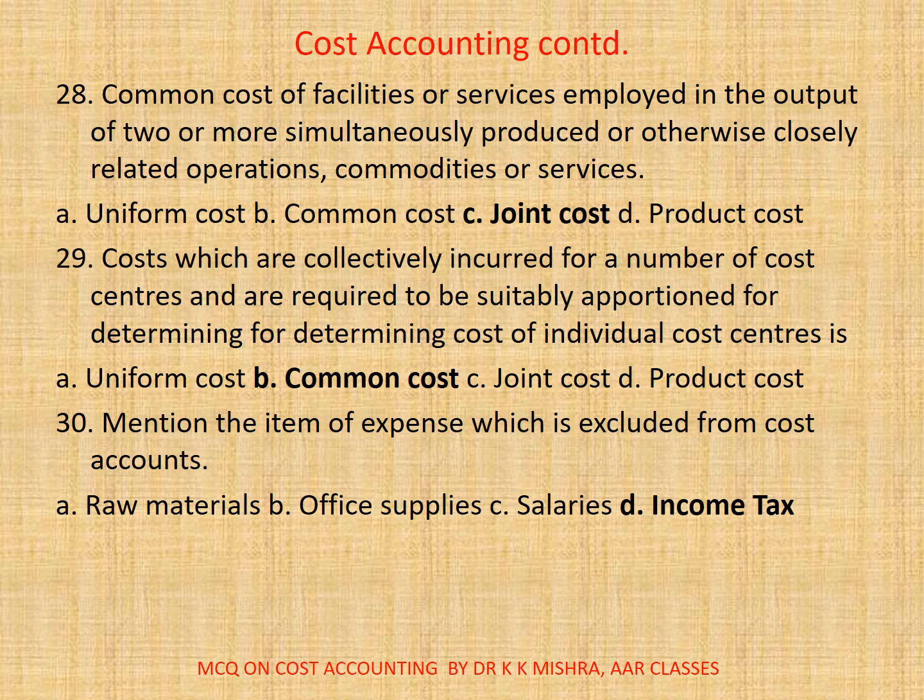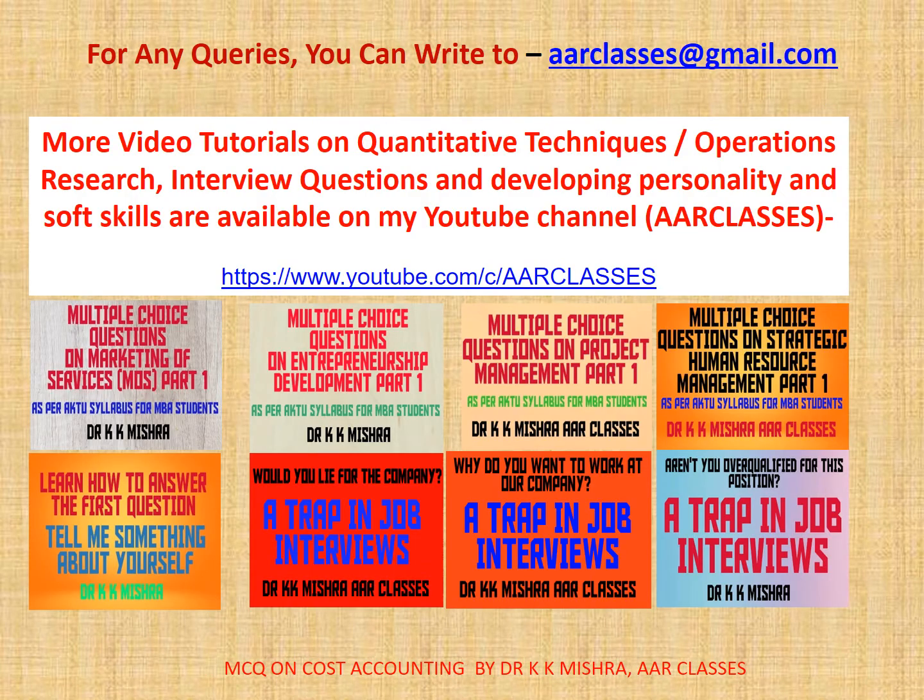Joint cost. 29. Costs which are collectively incurred for a number of cost centers and are required to be suitably apportioned for determining cost of individual cost centers is, correct option is B. Common cost. 30. Mention the item of expense which is excluded from cost accounts. So here it is D. Income tax. So this is all about this video tutorial.